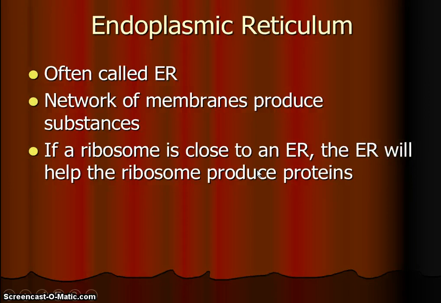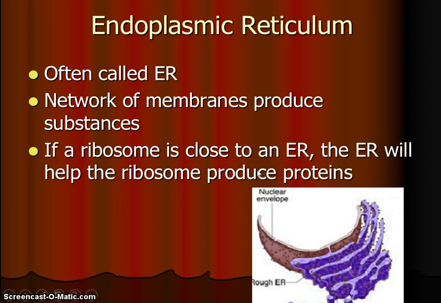The endoplasmic reticulum, often called the ER, is a network of membranes that produce substances. If a ribosome is close to an ER, the ER will help the ribosome produce the proteins. Okay, so this purple part is the ER, and then you see the little dots that are stuck to it. Those are the ribosomes that are working together there to produce proteins. So the ER helps the ribosomes produce proteins.